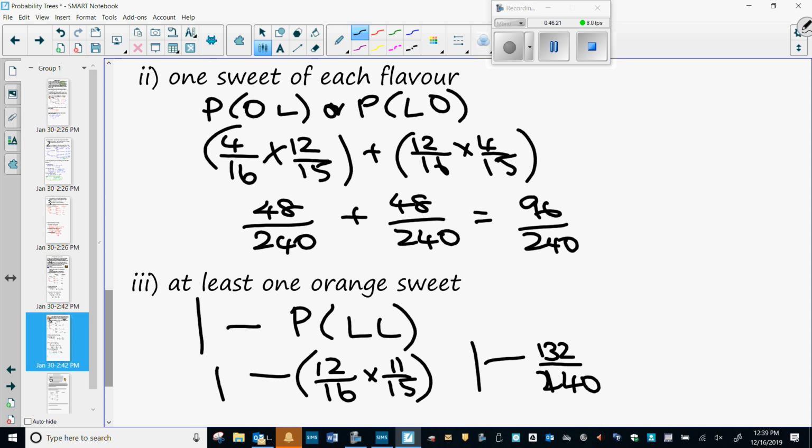Okay. Now, are we happy with this? That we wouldn't need our calculators for this, would we? Because we know that 1 whole would be 240 over 240, correct? Yes? So you're going to do 240 minus 132, which is? 108. Nice.